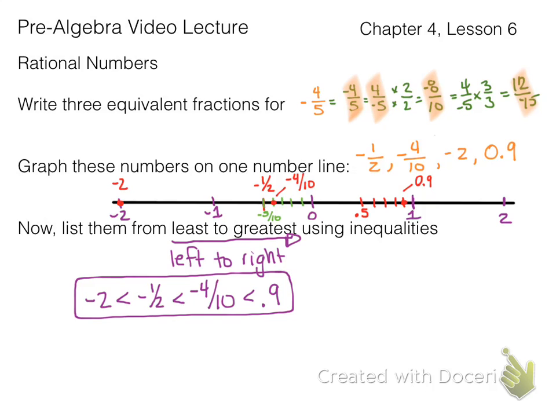Okay, so there you go. You going from least to greatest using inequalities. And then if they asked you to go from greatest to least, you'd go from the right side to the left side of the number line. And you just need to make sure you have your inequalities going in the correct direction.